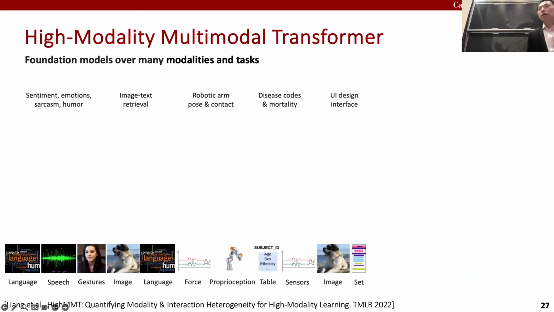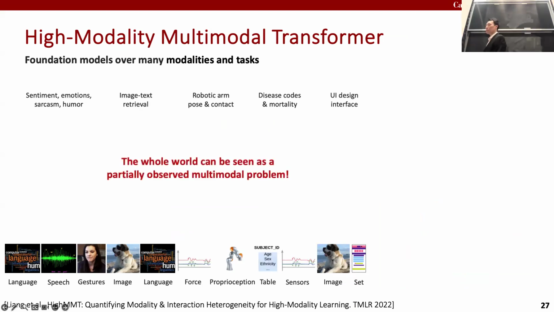And finally, to end the talk, because all of these multimodal transformers are so broadly applicable to different input modalities, we decided to scale these up. In fact, you can treat the whole world as a partially observed multimodal problem. Sometimes we see language and speech when communicating with humans. We see language and images when we see images, and sensors when doing robotics. Can we train one model across all of these partially observed input modalities that we see across the world?